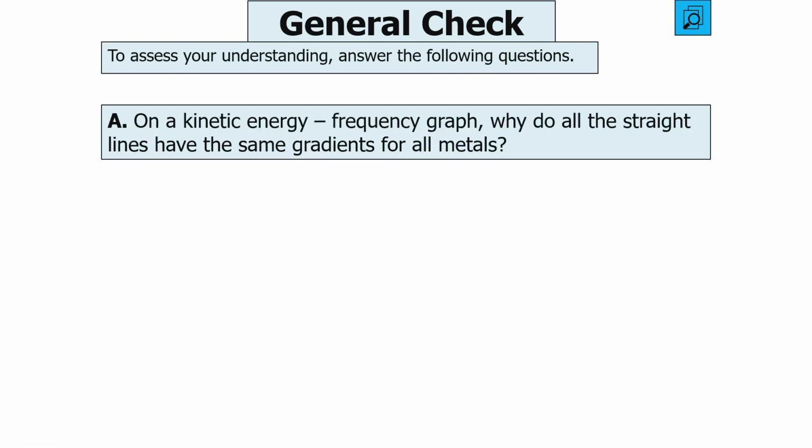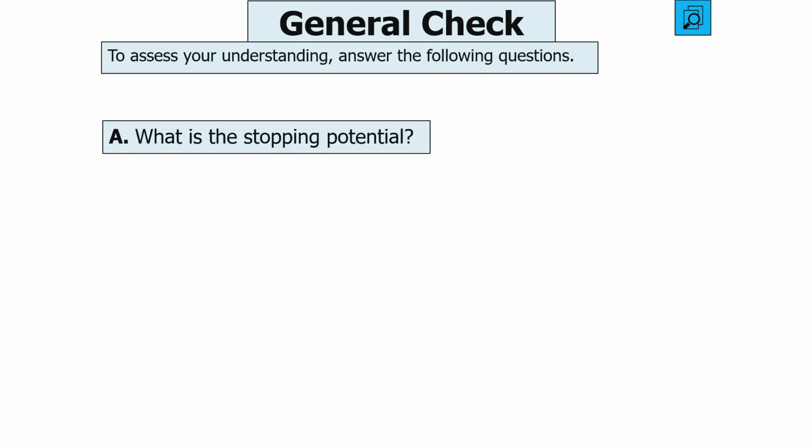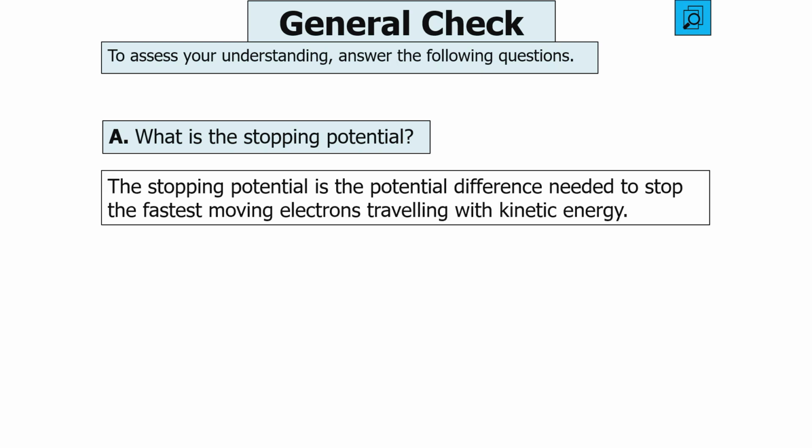On a kinetic energy frequency graph, why do all the straight lines have the same gradients for all metals? Pause the video now, then unpause the video when you want to go through your answer. Well, the gradient of the line is the Planck constant, and this is the same for all metals, as Planck's constant is a constant. What is the stopping potential? Pause the video now. The stopping potential is the potential difference needed to stop the fastest moving electrons travelling with kinetic energy.